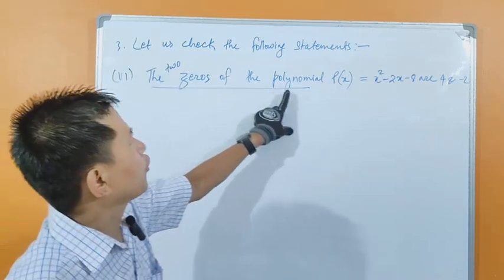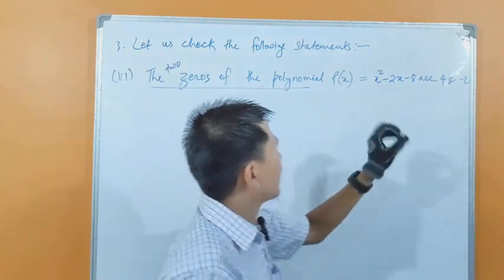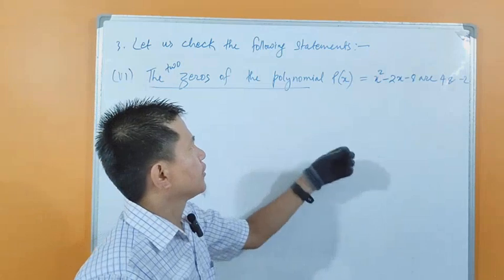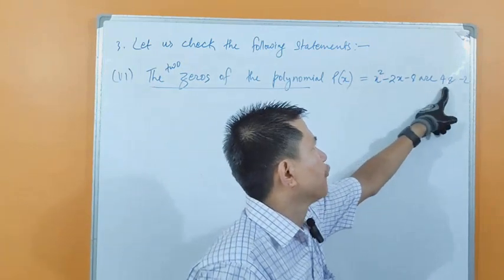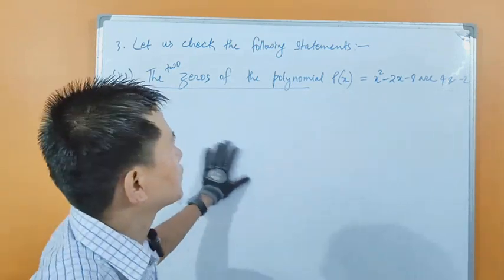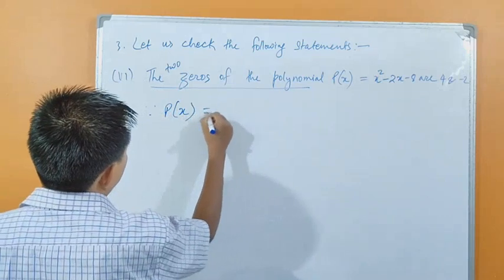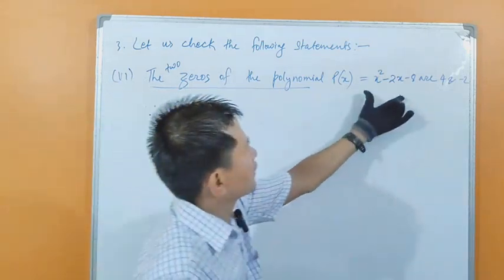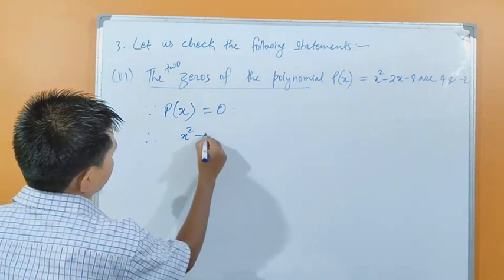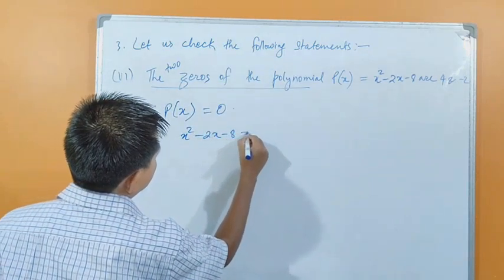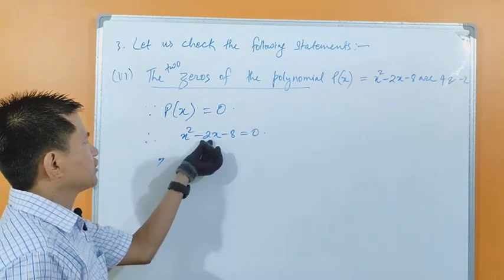Okay, let's go for sub number 6 of question number 3. The two zeros of the polynomial px are 4 and minus 2. We are asked to prove that the zeros of the polynomial px are 4 and minus 2. Since 0 of the polynomial px is equal to 0, this expression should be equal to 0. Therefore, x square minus 2x minus 8 should be equal to 0. Let us factorize this, middle term factorization.